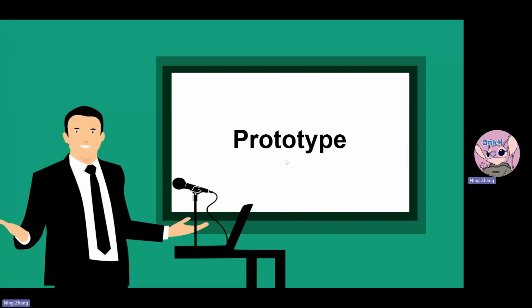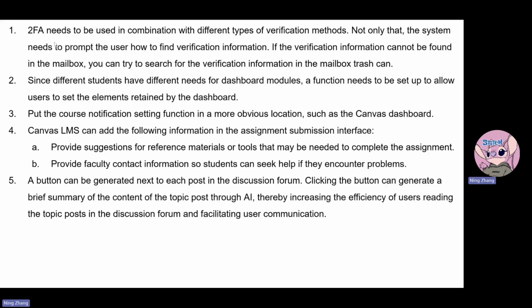Next, I will show the comments first. Okay, and these are the comments. First, 2FA needs to be used in combination with different types of verification methods. Not only that, the system needs to prompt the users how to find the verification information. If the verification information cannot be found in the mailbox, you can try to search for it in the mailbox trash can.